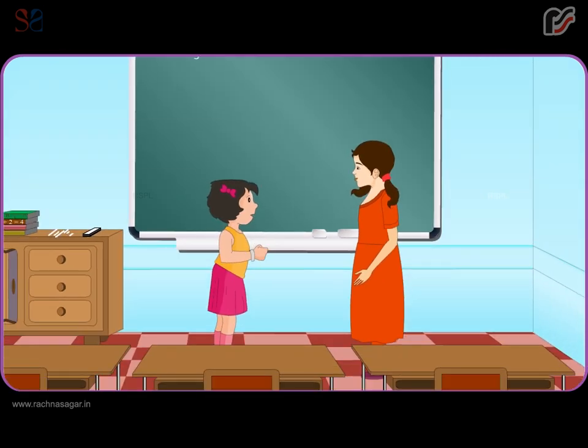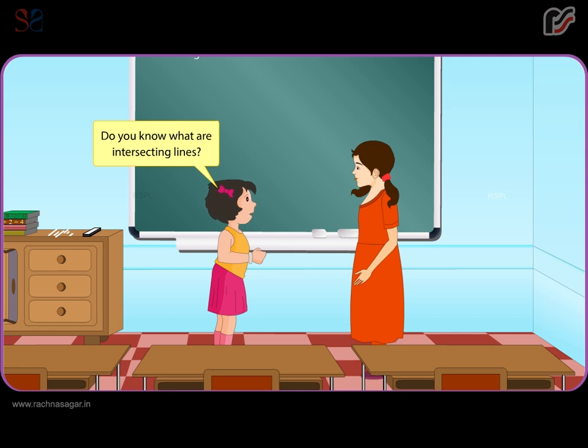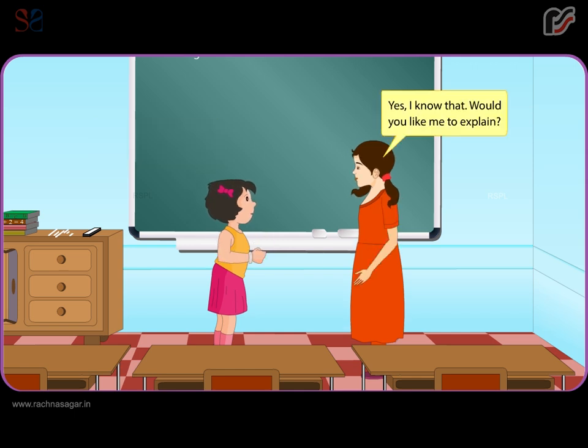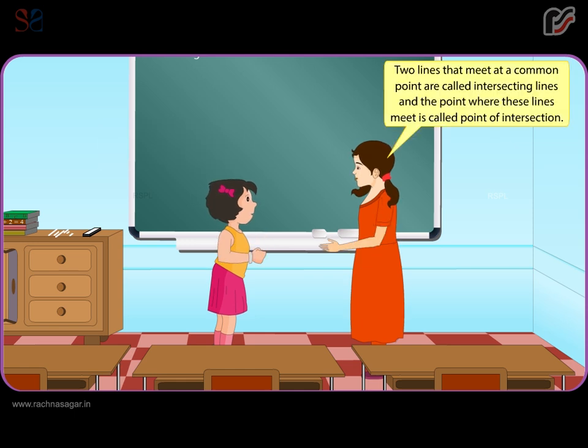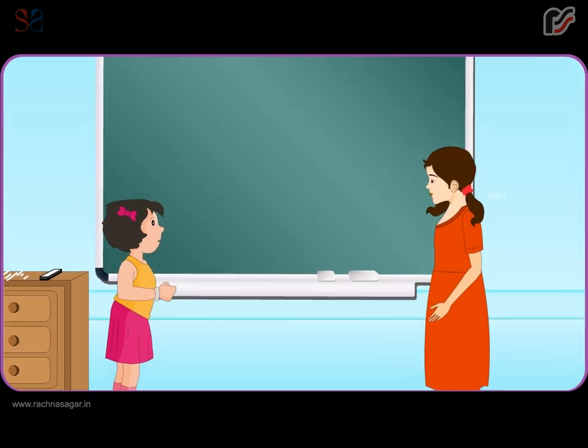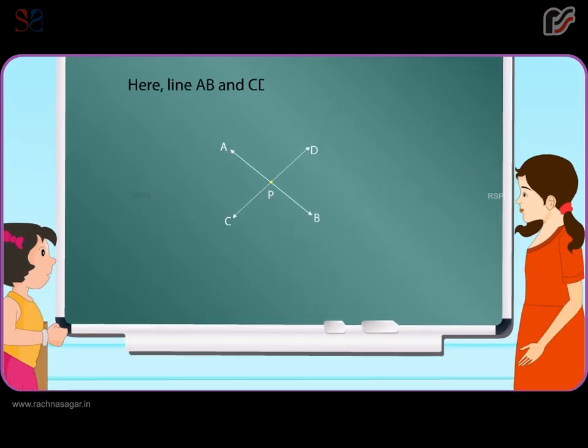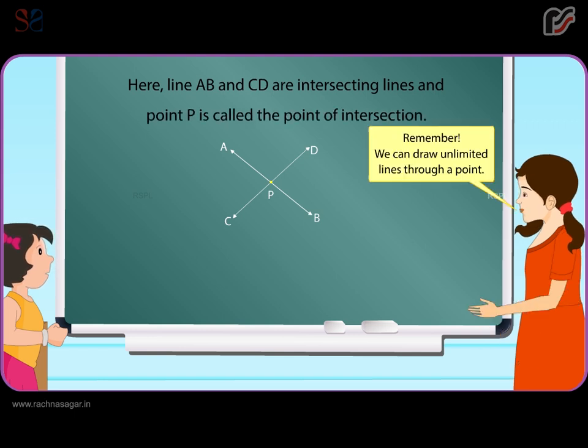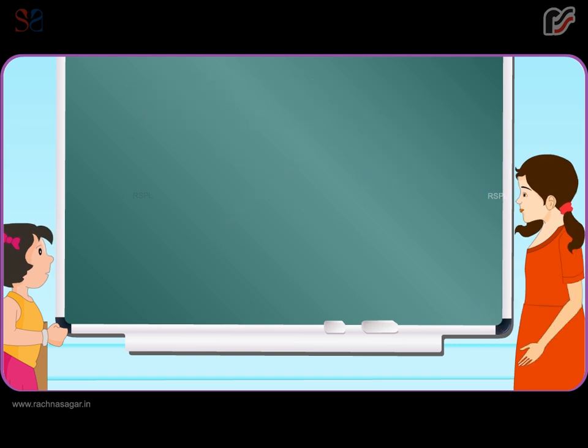Intersecting lines. Do you know what are intersecting lines? Yes, I know that. Would you like me to explain? Yeah, sure. Two lines that meet at a common point are called intersecting lines, and the point where these lines meet is called the point of intersection. Here, lines AB and CD are intersecting lines, and point P is called the point of intersection. Remember, we can draw unlimited lines through a point.